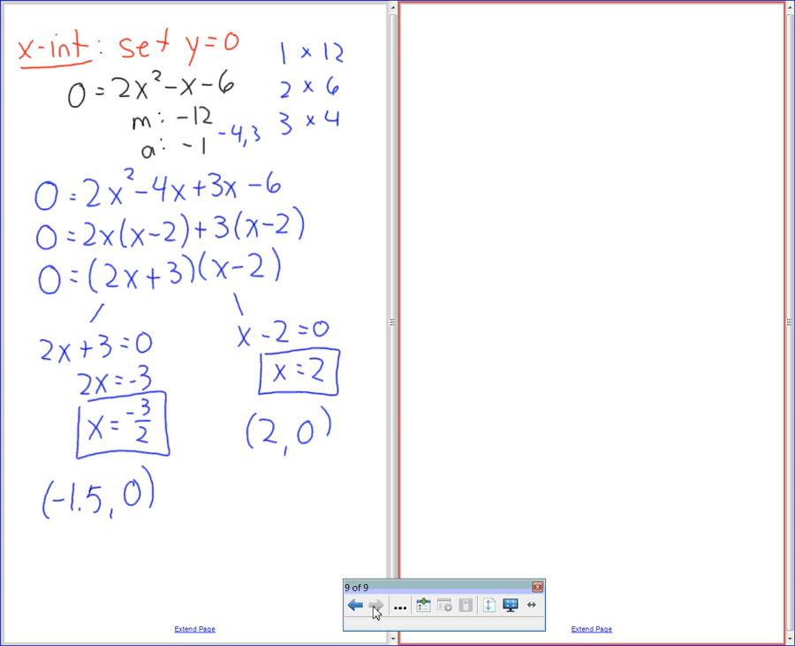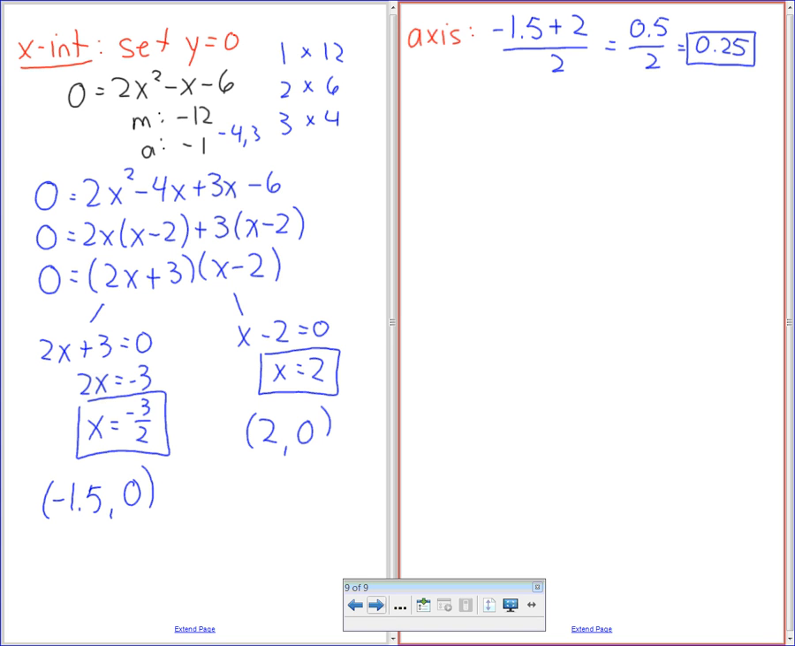Good. So we'll start with the axis first. The axis is going to give us negative 1.5 plus 2 over 2. That ends up being 0.5 over 2, which is 1/4, which is 0.25.